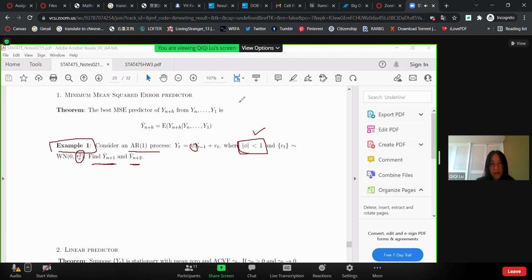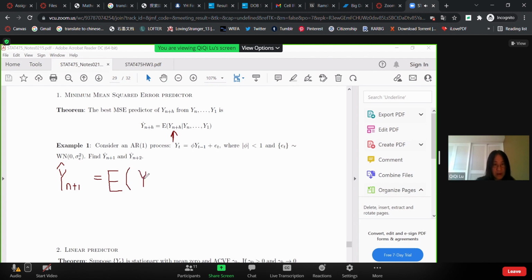So when you see something like this, it means you have data Y1, Y2 to YN. So what is my one-step-ahead predictor or forecast? This is the conditional expectation of Y_{N+1}, right? Given all you have, so that's Y1 to YN.